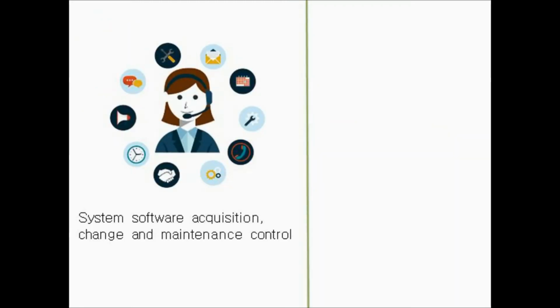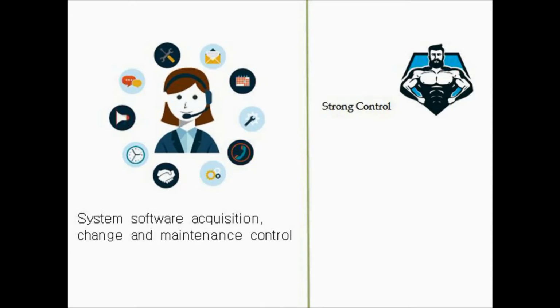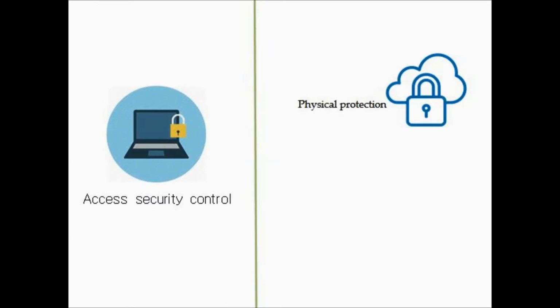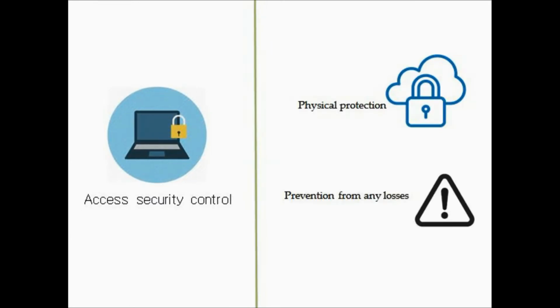Next, system software acquisition, change and maintenance control. System software is computer software that controls the computer function and allows the application programs to run. Therefore, entities should have strong control to ensure proper approval for purchase of new system changes and maintenance of existing software. Security control includes physical protection of computer equipment, software and data. This control is to prevent loss of information from theft and unauthorized use.